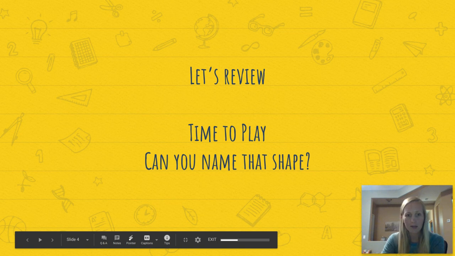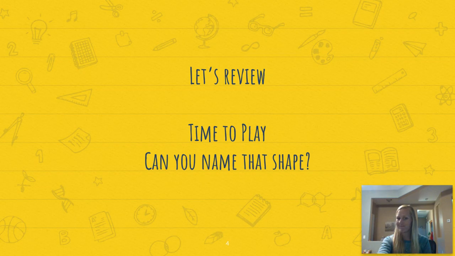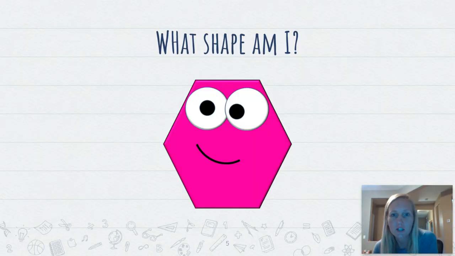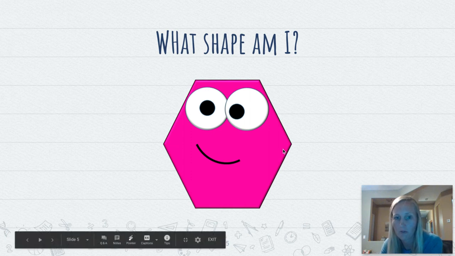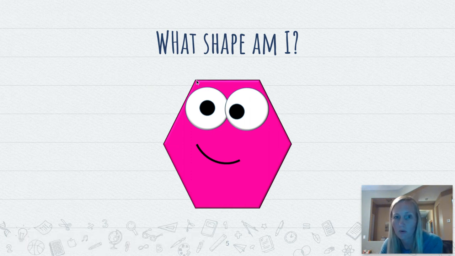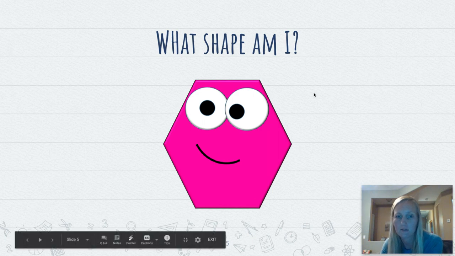Okay, so let's play a game. Time to play. Can you name that shape? Again, guys, a review. We should know these shapes already, but let's see if you do. All right, so what shape am I? Remember, think about the attributes. Count how many sides you have. Count your vertices.